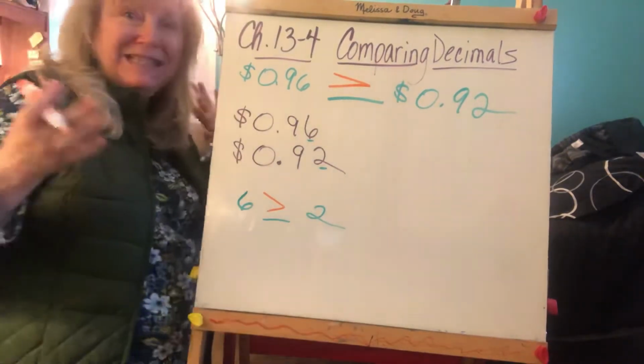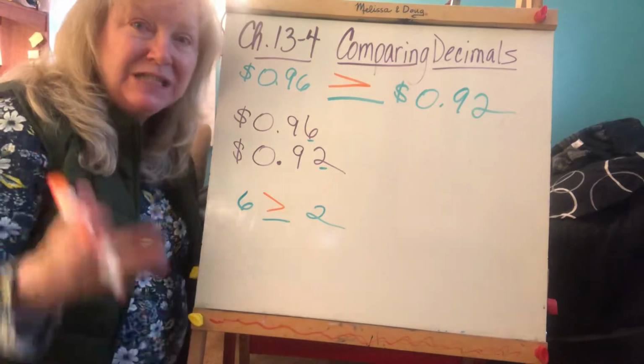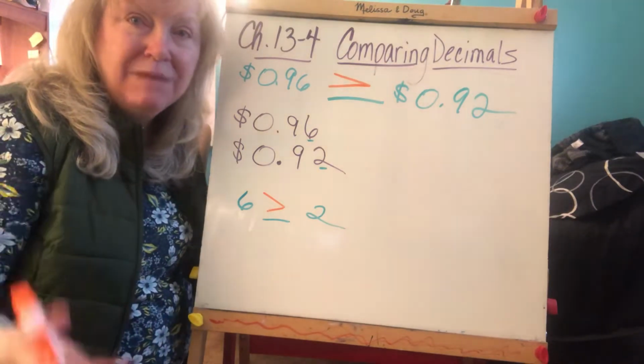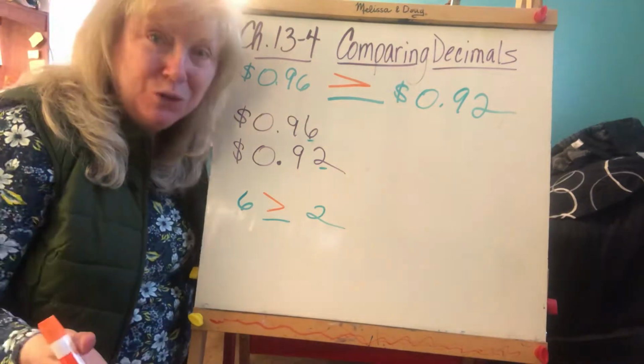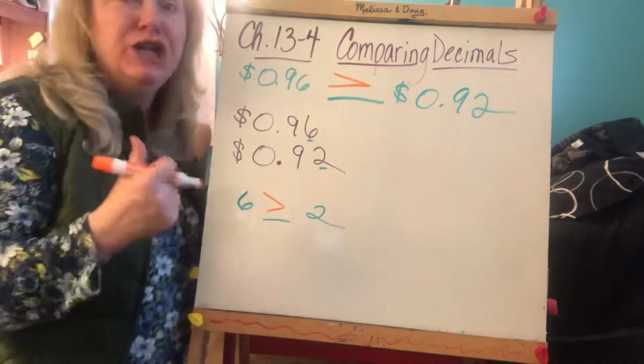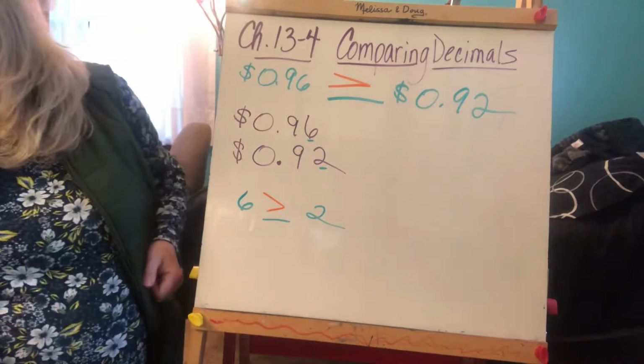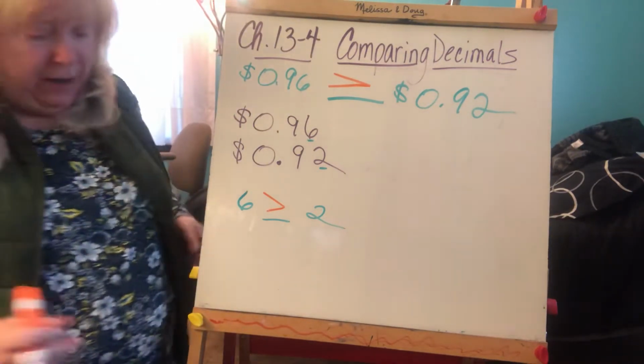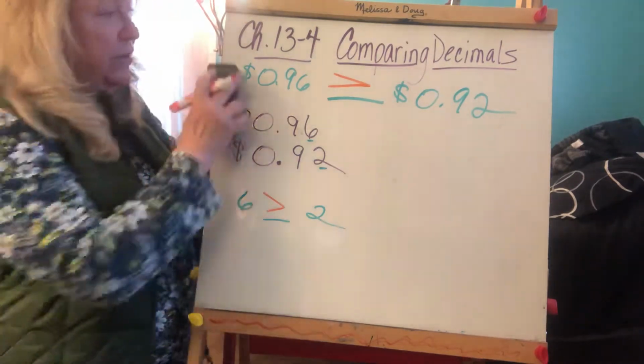So you've been dealing with decimals every single time that you deal with money. You've already been doing it. So you're in good shape because you already know how to do this. All right, let's try another example.